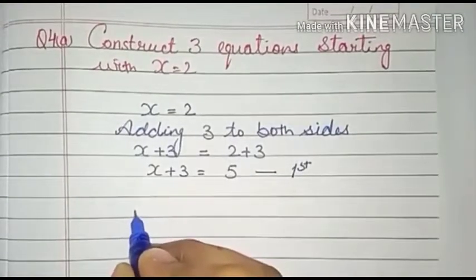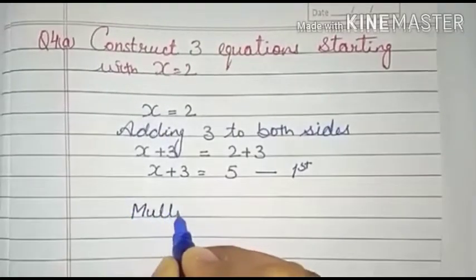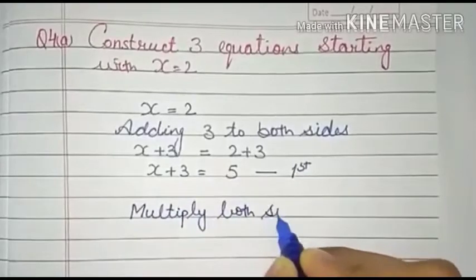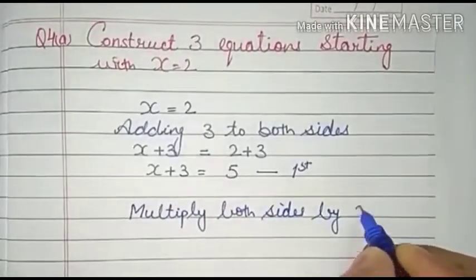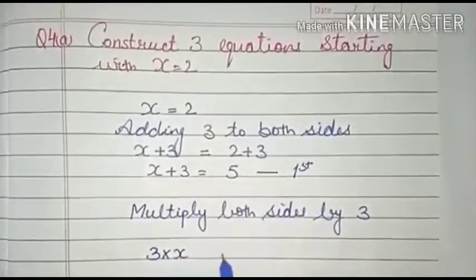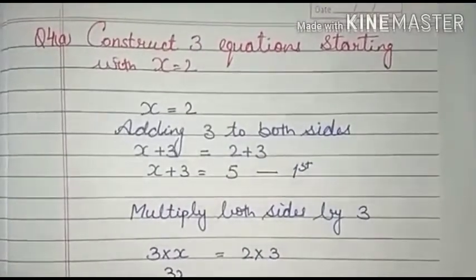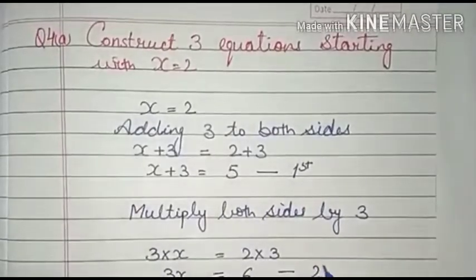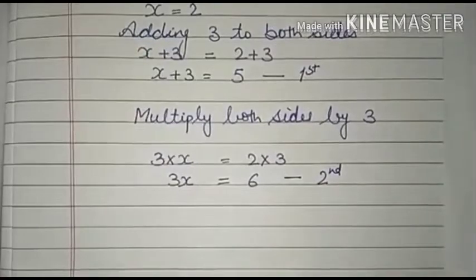Now for the second equation, I am going to show you with multiply. So I am going to multiply both sides by, you can take like, 3. So it will come 3 multiply x, and on the right hand side it will come 2 into 3. So you got 3x is equal to 6. This is our second equation. I hope you are getting it.